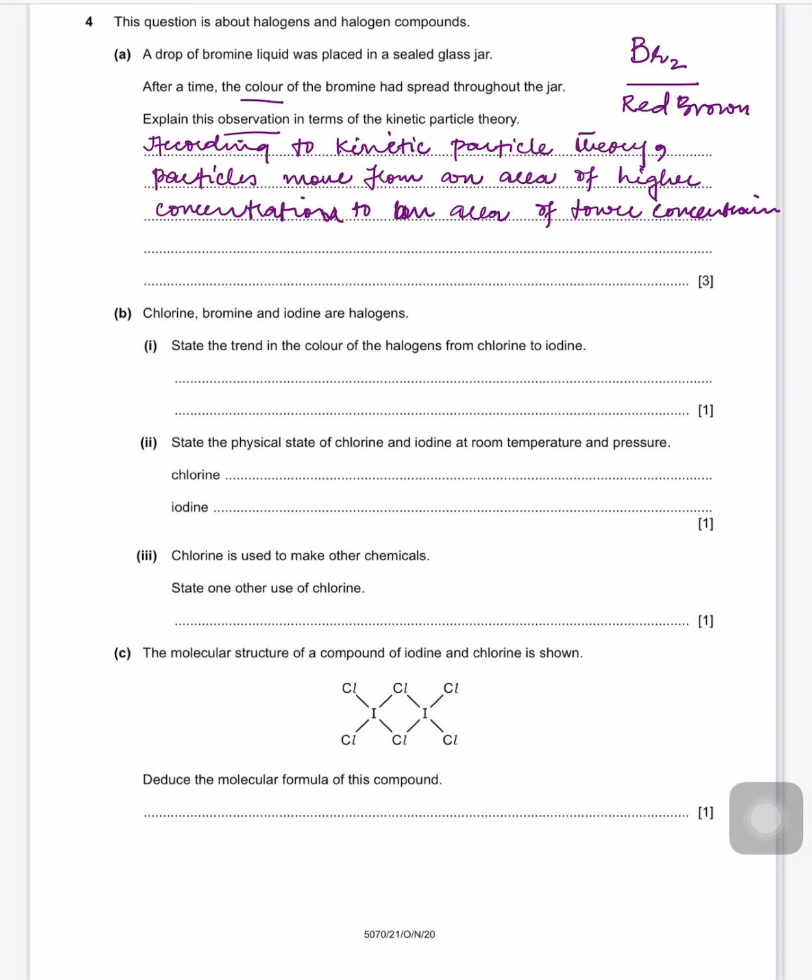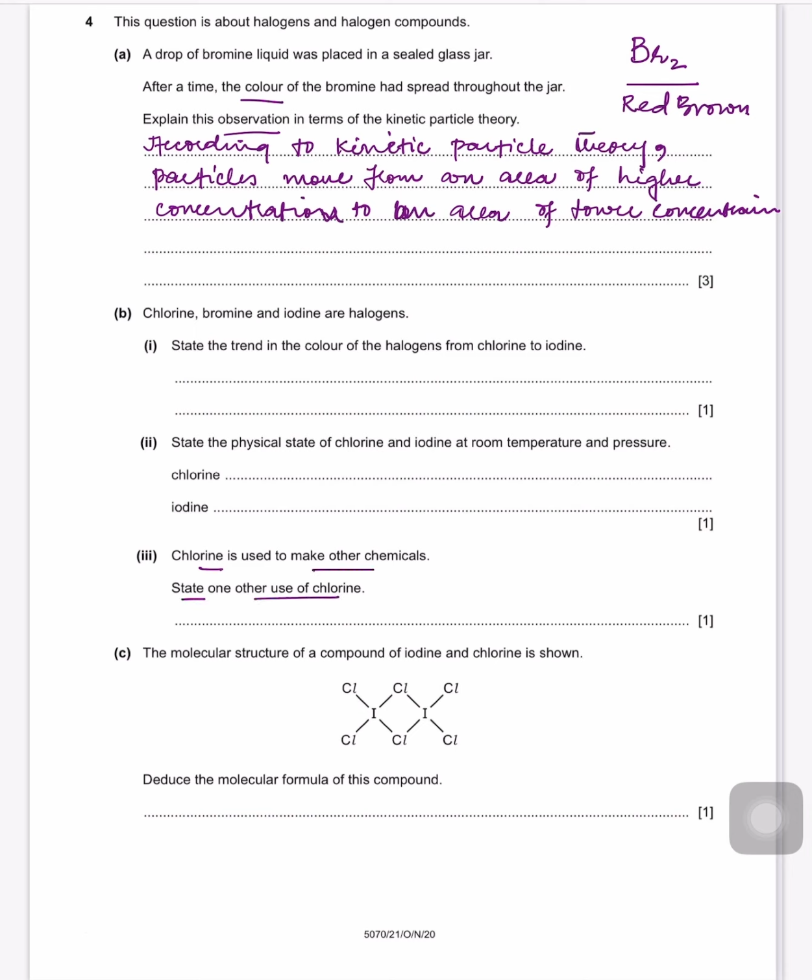That's why you may continue in these two lines. That's why particles of bromine will start spreading from one side to the whole area available in the jar. Okay, now they are asking about B part 1 and 2, which is not part of your syllabus currently, and B part 3, which is about the chlorine to make other chemicals. State one other use of chlorine.